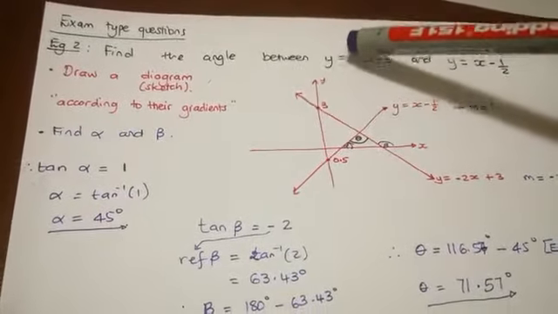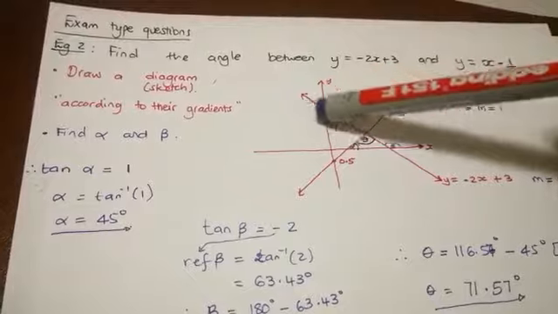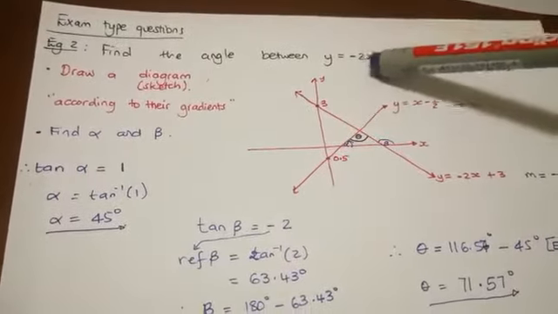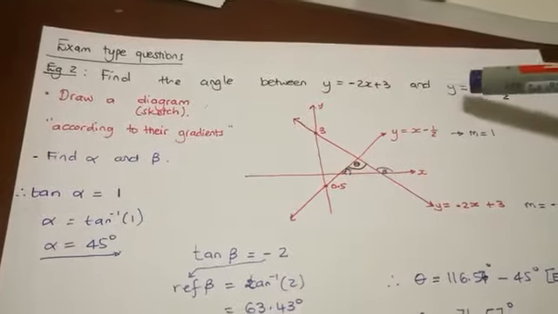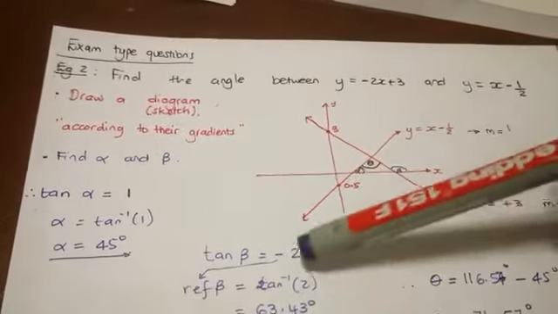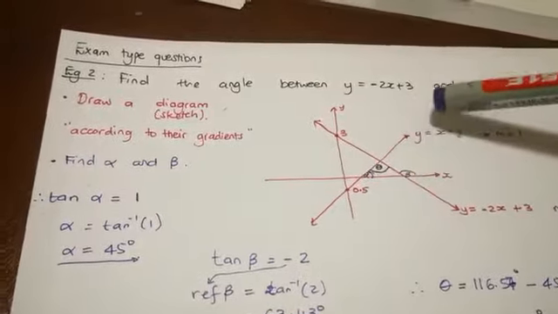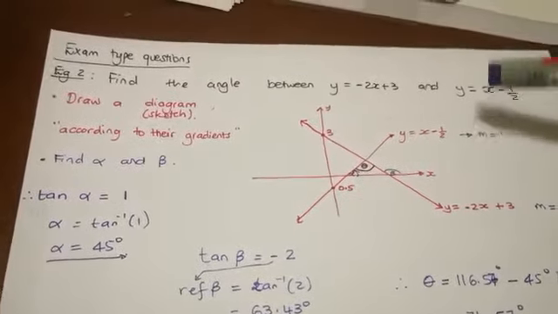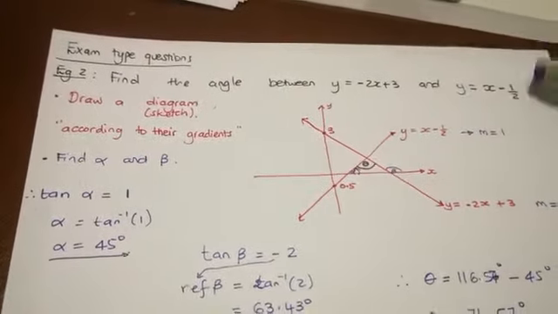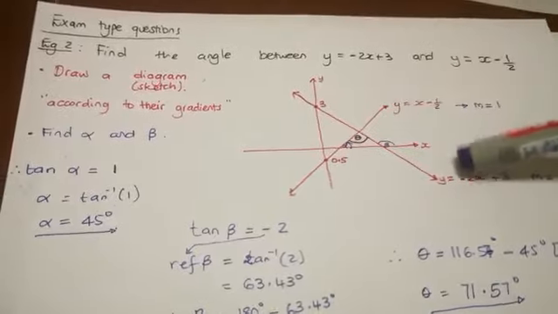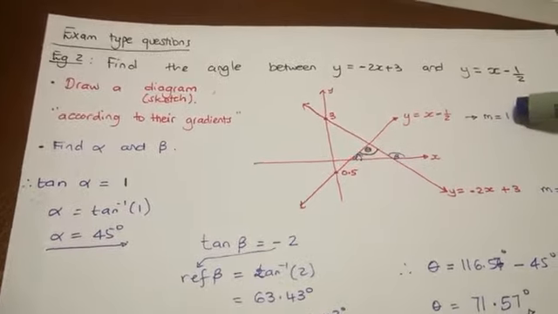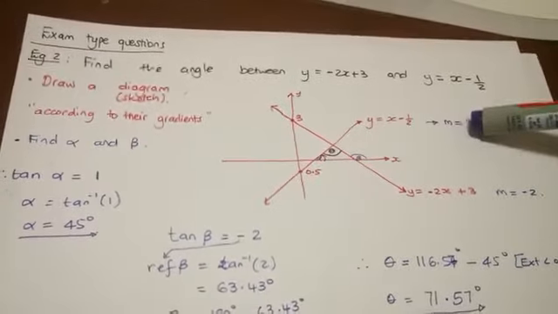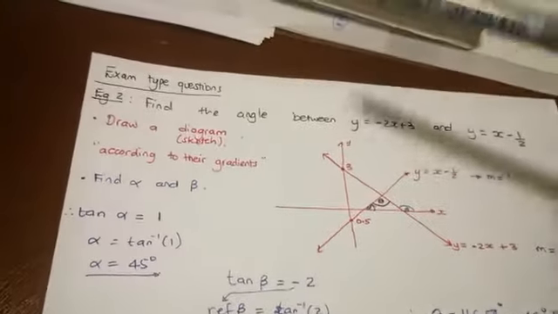The first thing that I did was to draw a diagram according to the gradients. This gradient says that the line is decreasing, and its y-intercept is at 3, so I indicated that there. And this one has a positive gradient, so it's going to be an increasing line, which is that one. Because all of them say y, I had to indicate which one is which. So m here is 1 and m there is -2.